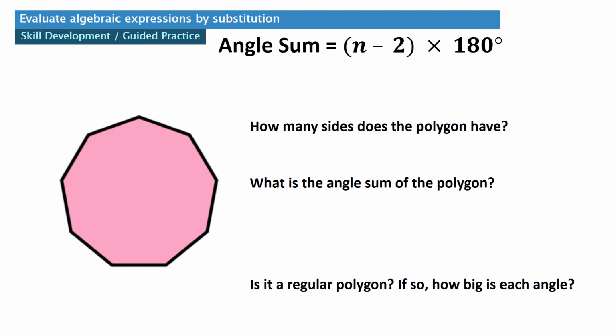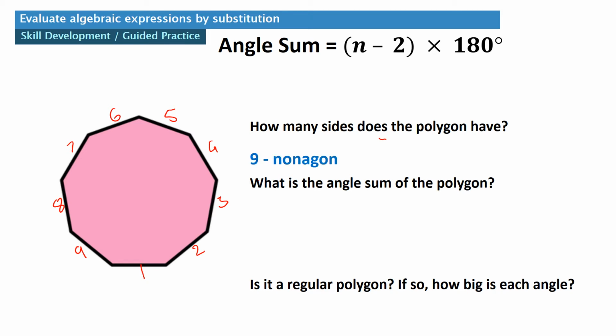So we're looking at a polygon here. Now, first of all, we need to identify what kind of polygon it is, and we can do this by counting the number of sides. So starting here from the bottom, we have 1, 2, 3, 4, 5, 6, 7, 8, and 9 sides. Now if it's a 9-sided polygon, that makes it a nonagon.